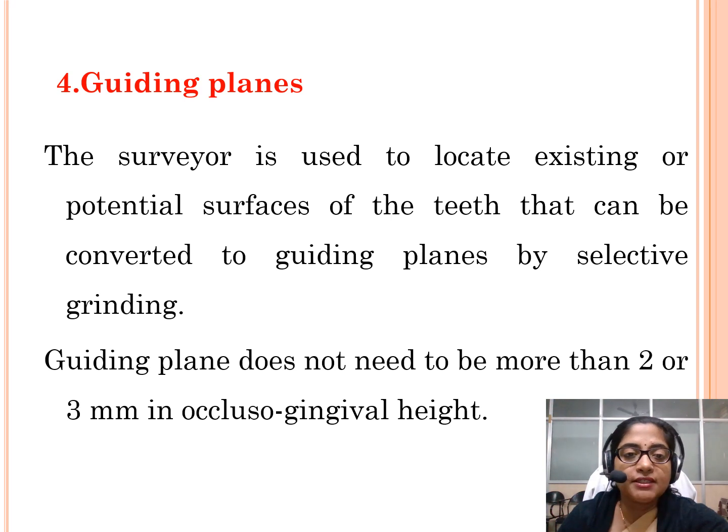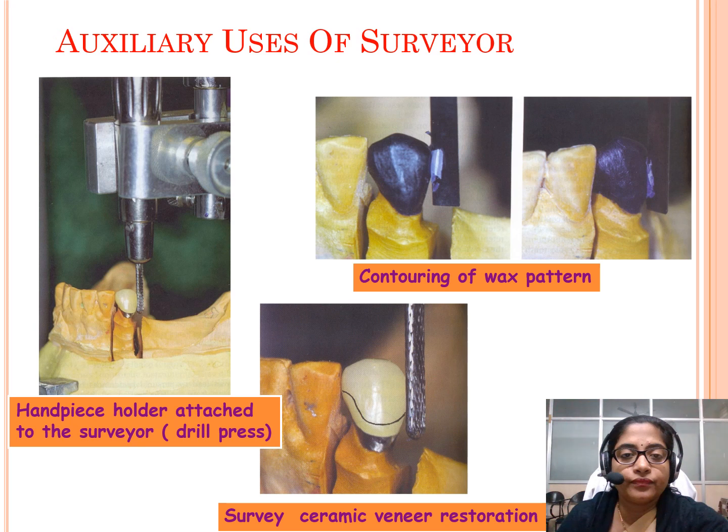Now, the fourth point is guiding planes. The surveyor is used to locate existing or potential surfaces of the teeth that can be converted to guiding planes by selective grinding. A guide plane does not need to be more than 2 to 3 millimeters in occlusogingival extent.